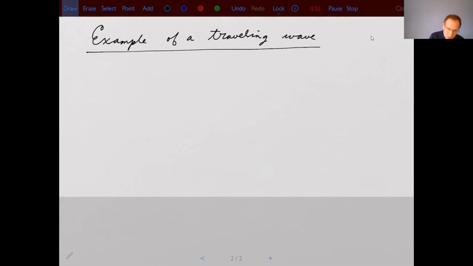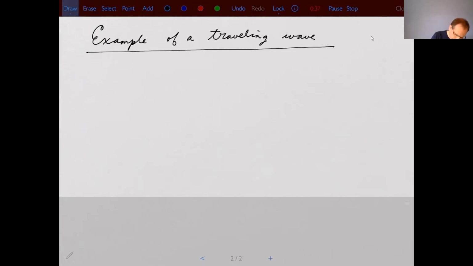Okay, let me give you guys an example of what a traveling wave looks like, and I'll show you some animations of this. So here's an example of a traveling wave. I want to show you why that equation actually leads to a traveling wave.